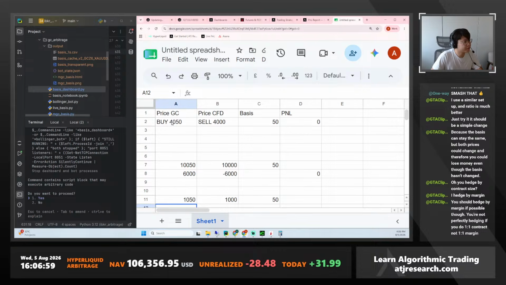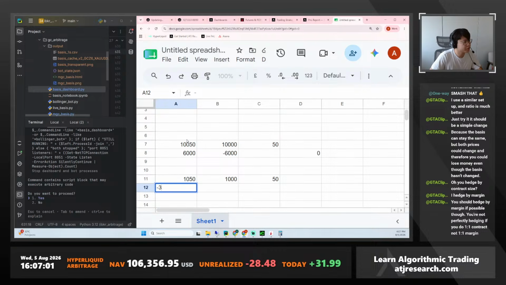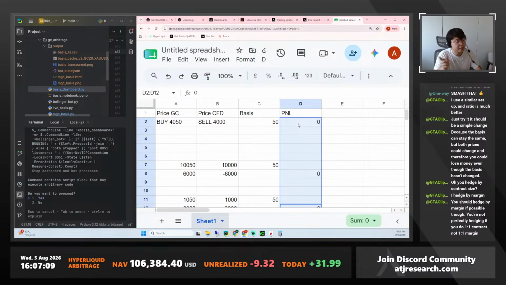And same thing here, if it decreases by 3,000, we lose 3,000 on the futures, we make 3,000 on the CFD. So here our PNL will still remain 0. So yeah, that's one thing I disagree with.